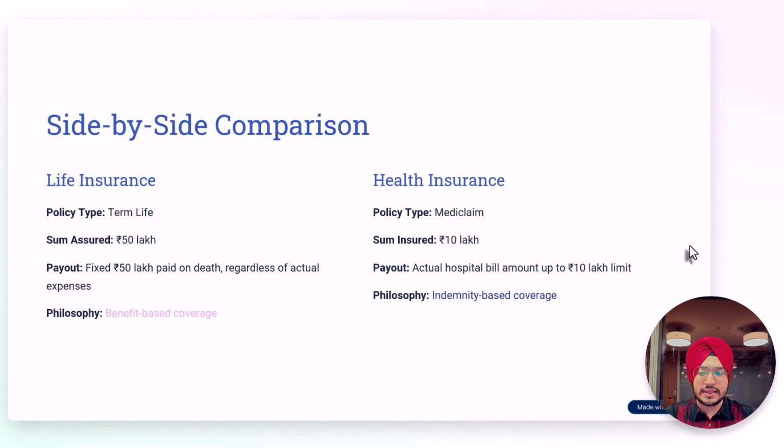So let's understand it by an example. Discussing the life insurance: policy type is term life. Sum assured is 50 lakhs. So in case of death, we'll get the 50 lakh rupees.